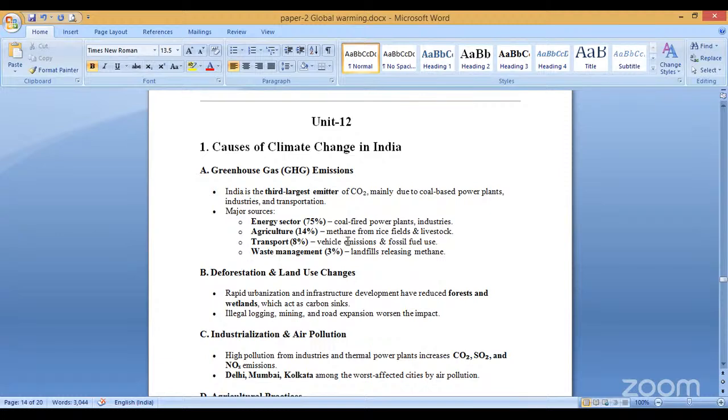So these are the greenhouse emissions coming from that. Next, deforestation and land use changes. Rapid urbanization and infrastructure development have reduced forests and wetlands, which act as carbon sinks. Illegal logging, mining, and road extension worsen the impact.